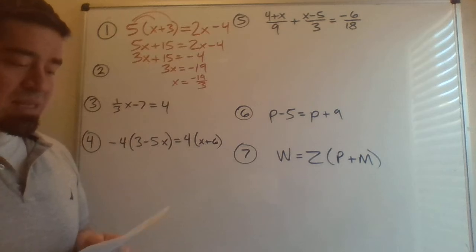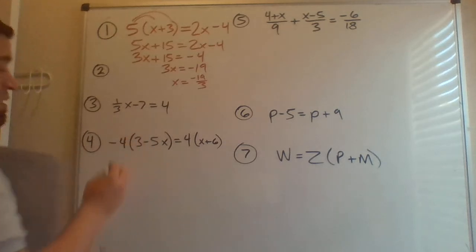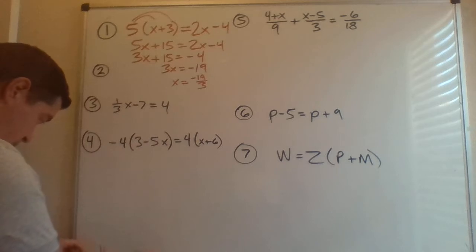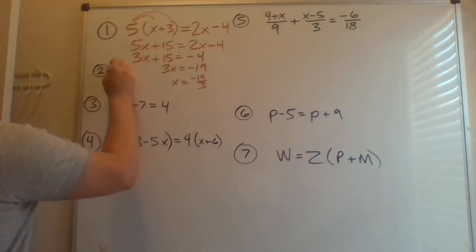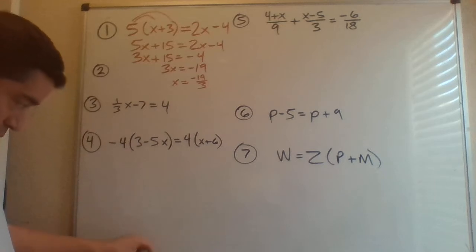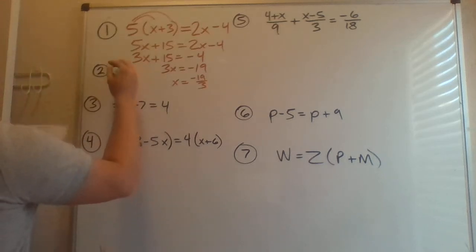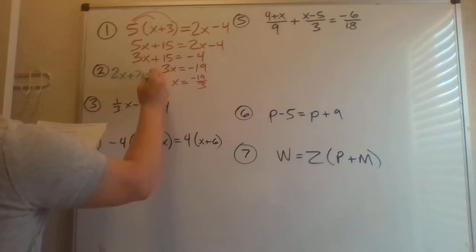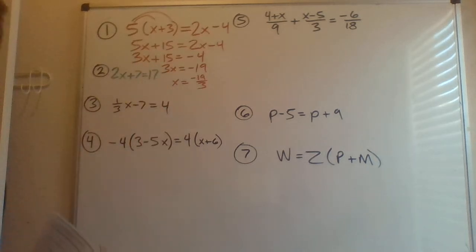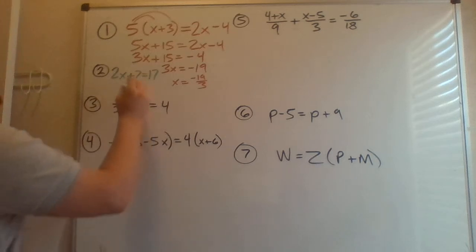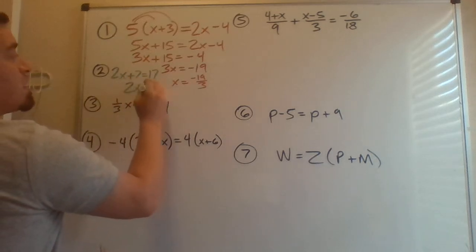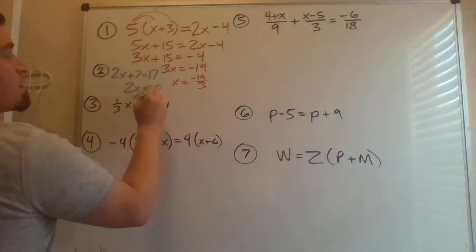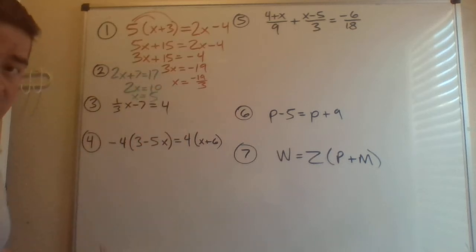The sum of 2x and 7 is the same as 17. Okay, so for this one, the sum of 2x and 7 is the same as 17. So "is" means equals again, and we want to solve this. So I just subtract 7 from both sides, you get 10, then you just divide by 2, you get 5. Okay, so that's how you would solve that equation.